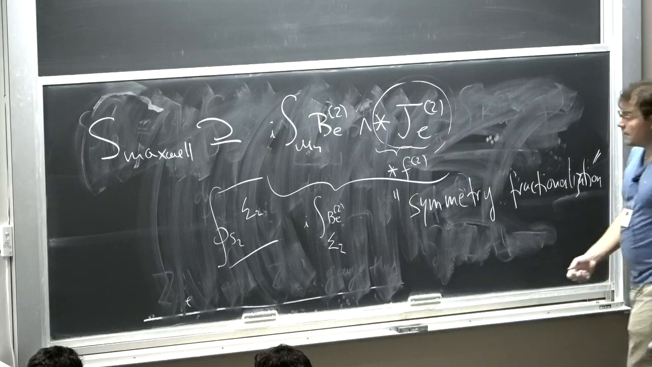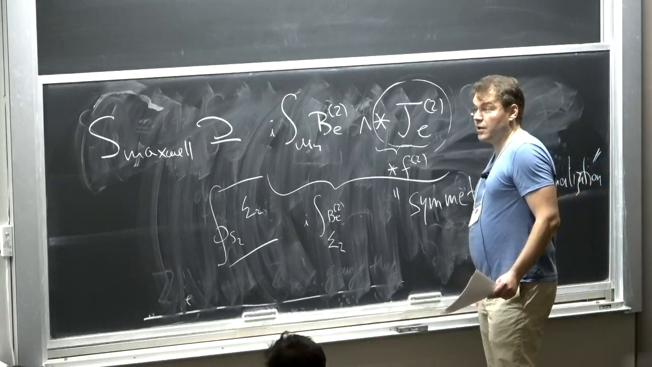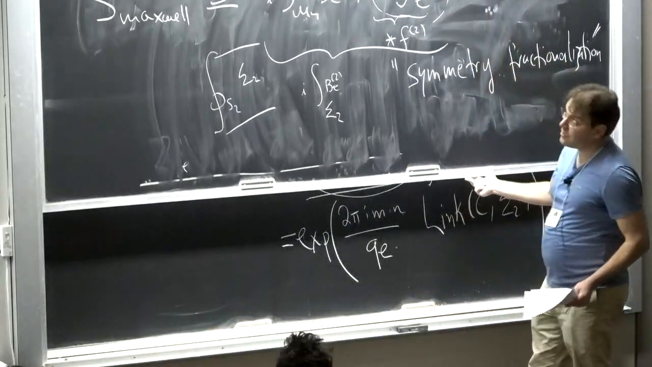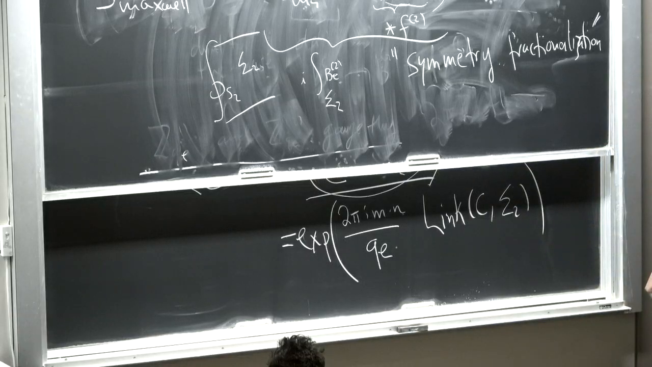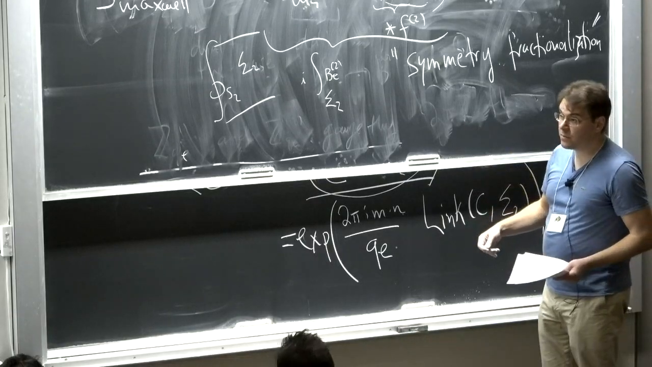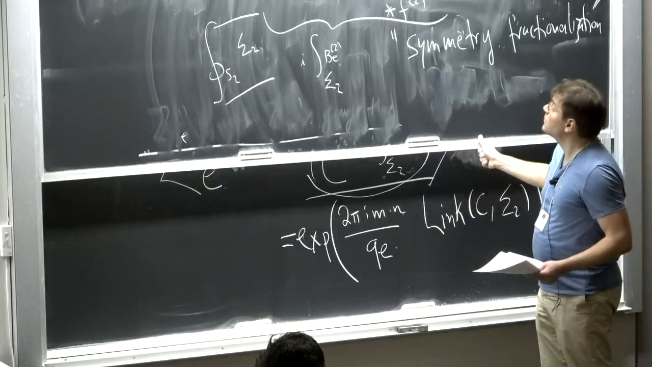And a precise statement is that the line operators of some theory, could be a gauge theory, could be a TQFT, transform projectively. It's not just restricted to lines, it could be any defect.